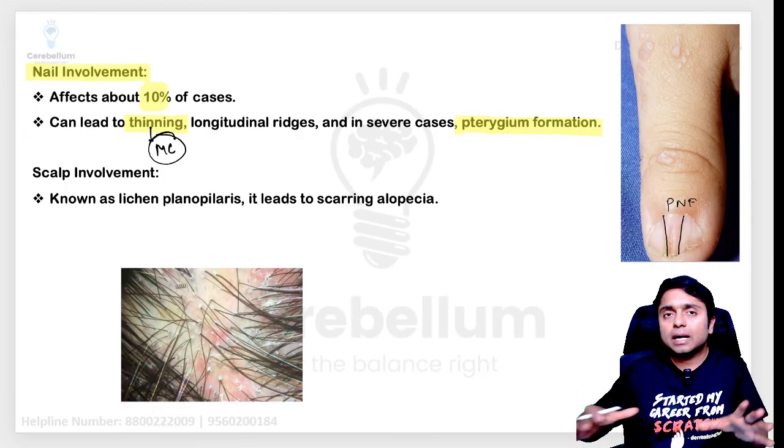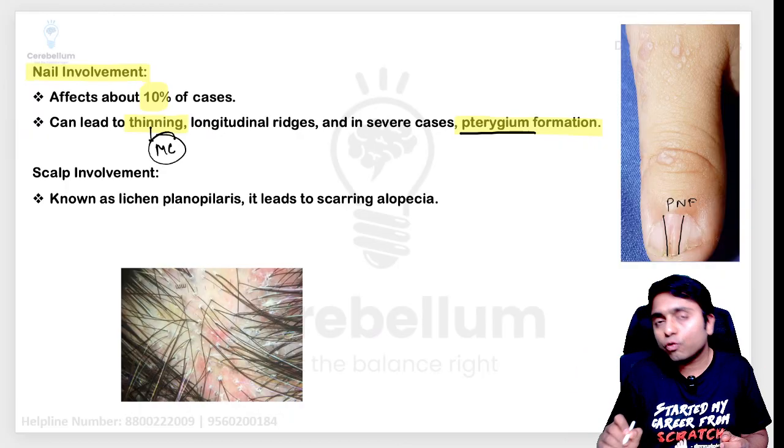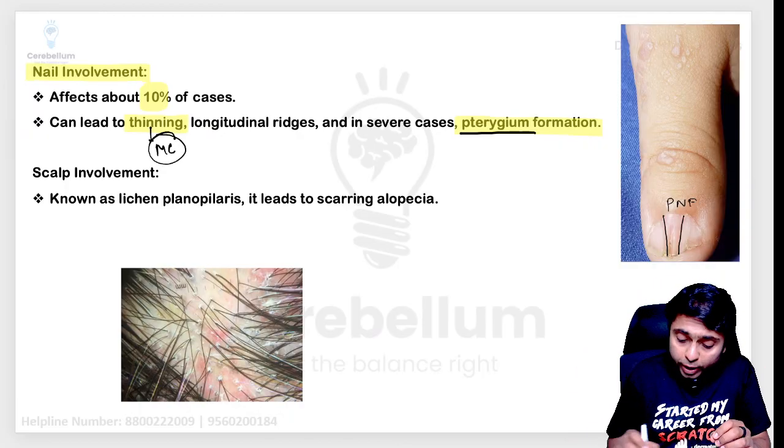Okay, giving the appearance of this nail just like a wing. So that is the reason why it is called pterygium formation. Very important point which you have to remember.